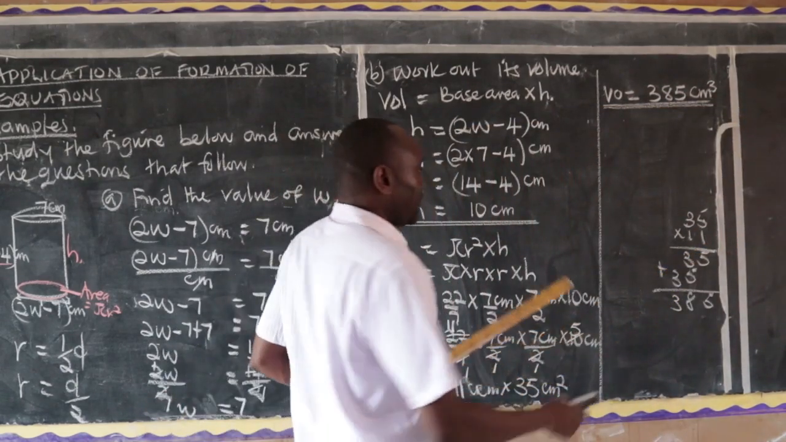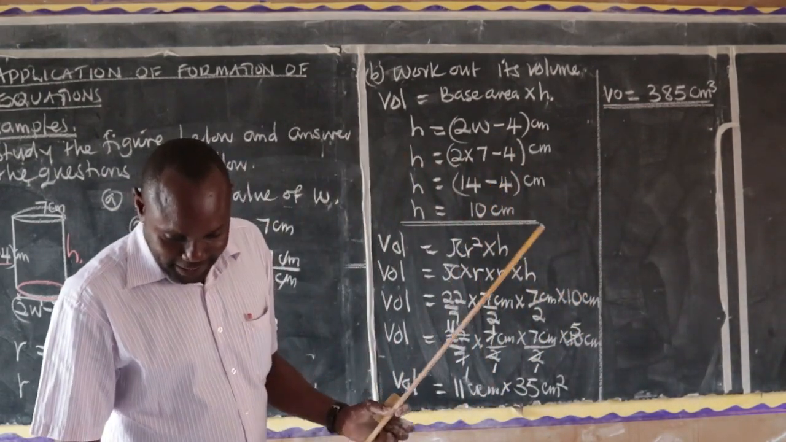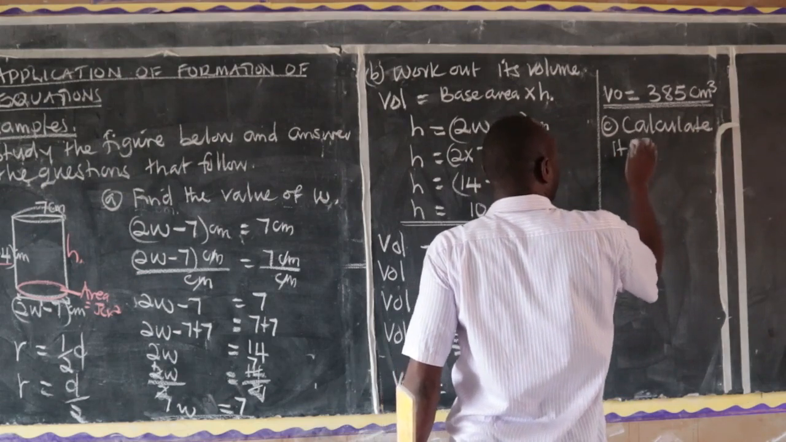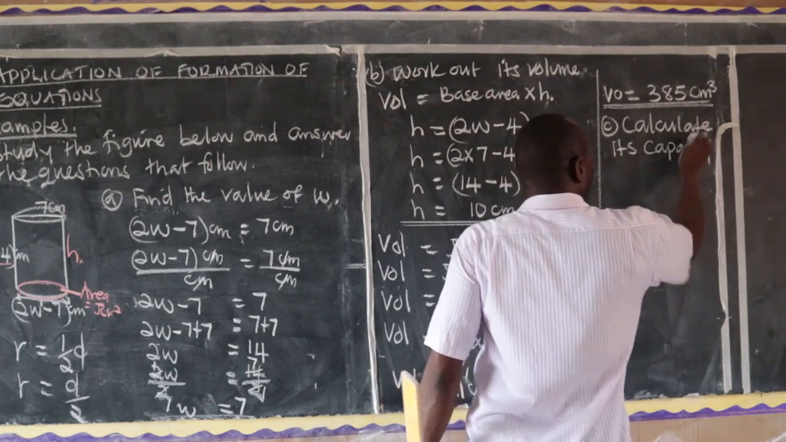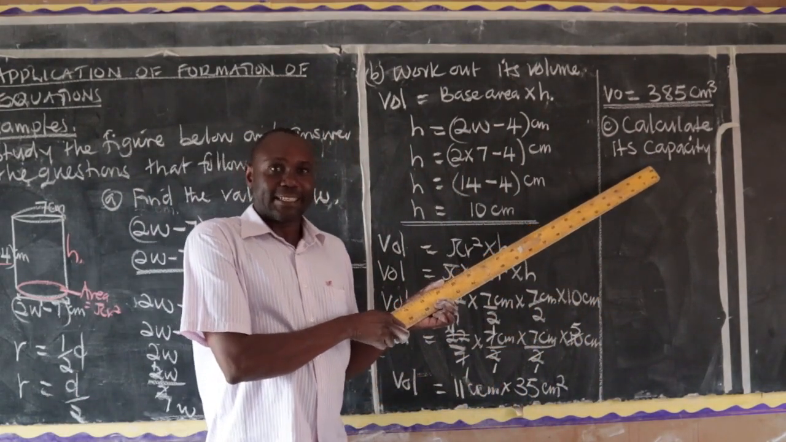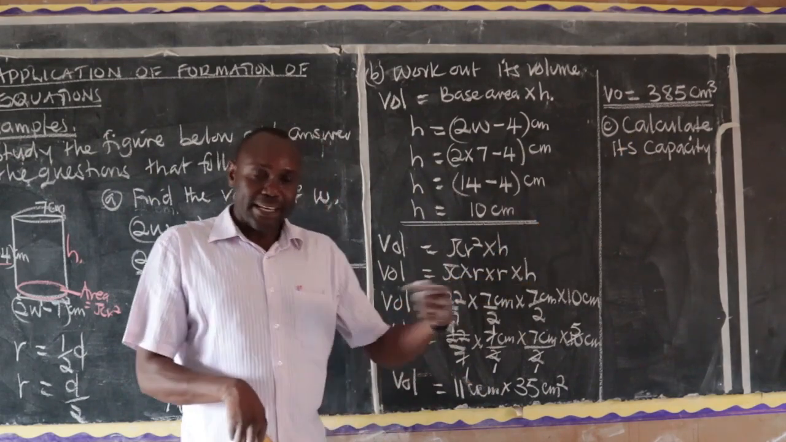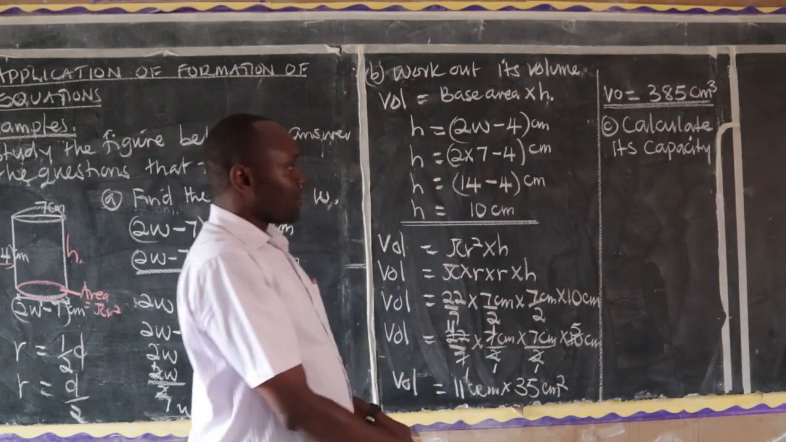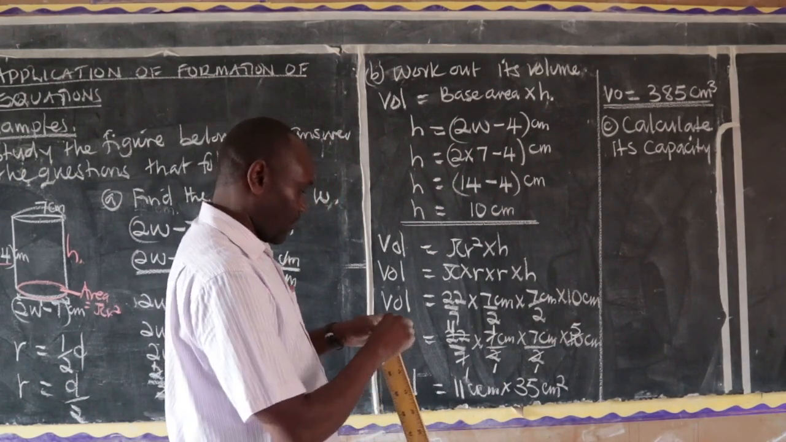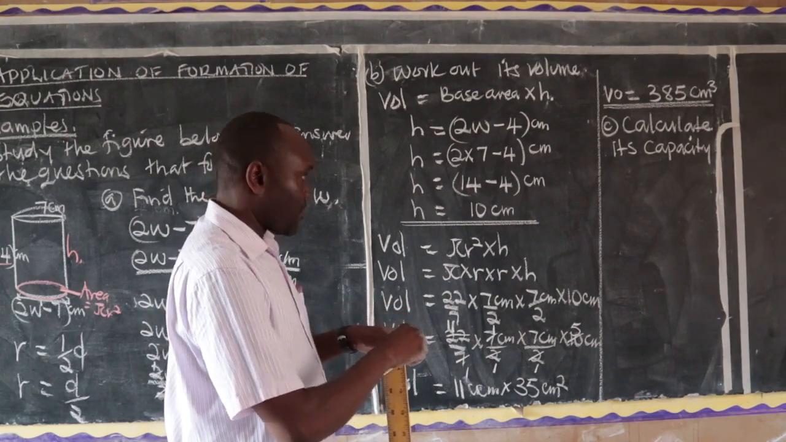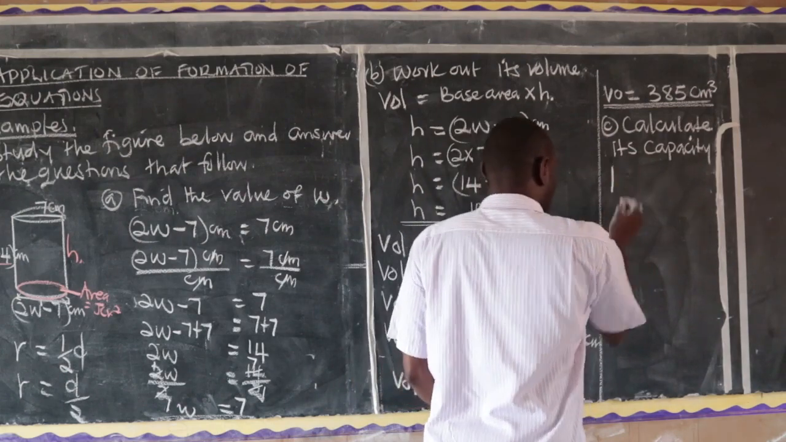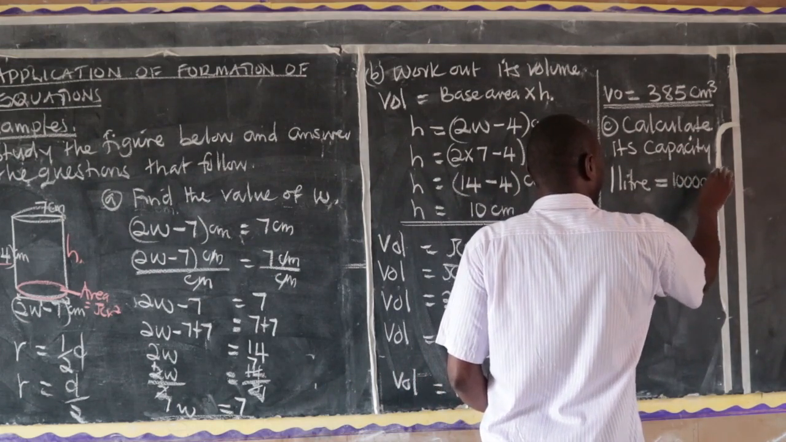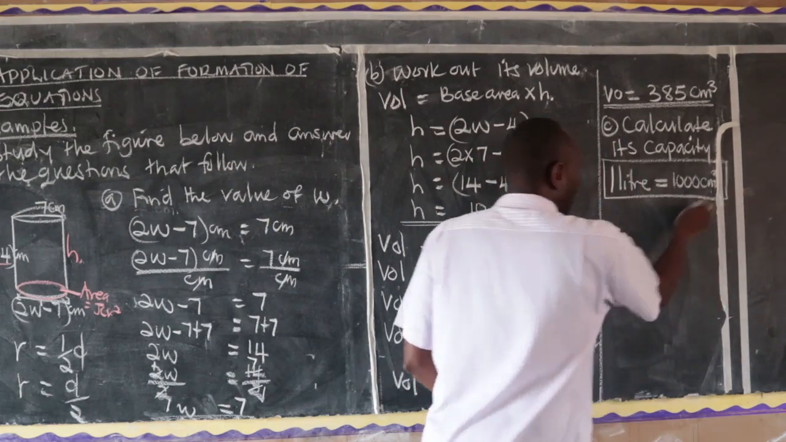And then our question C asks us to calculate its capacity. Dear candidates, the moment the question talks of the capacity, you know that it is asking about liters, how many liters. So I'm finding that volume in liters. Since we already know the volume, we shall just go direct and say the volume divided by 1,000 cubic centimeters. But our leading statement is 1 liter is equal to 1,000 cubic centimeters.